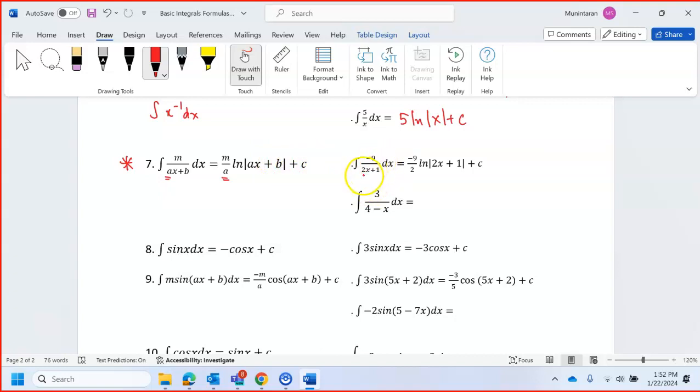-9 over 2x plus 1. 2x plus 1 is a linear factor. -9 over 2. Why is it 2? The coefficient of your x. Ln modulus of the 2x plus 1 plus c. Therefore, 3 ln modulus 4 minus x divided by -1 plus your c. Of course, you can simplify that.